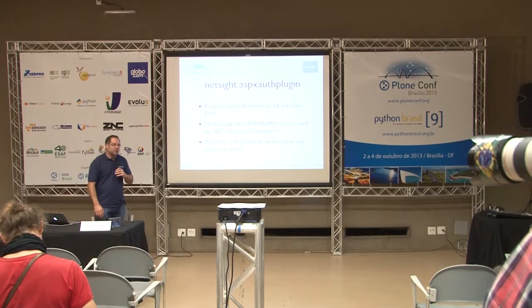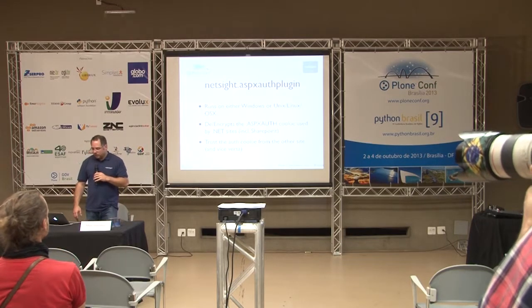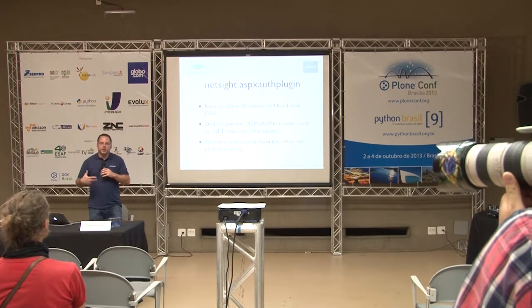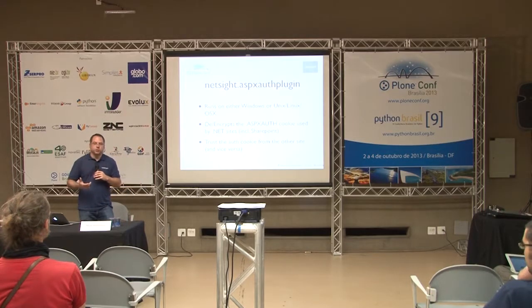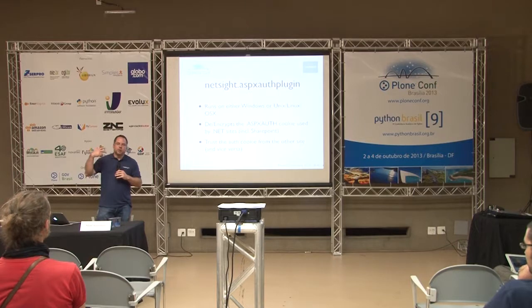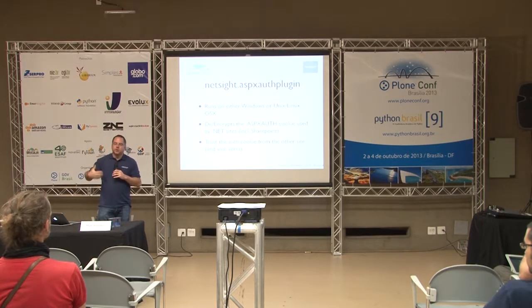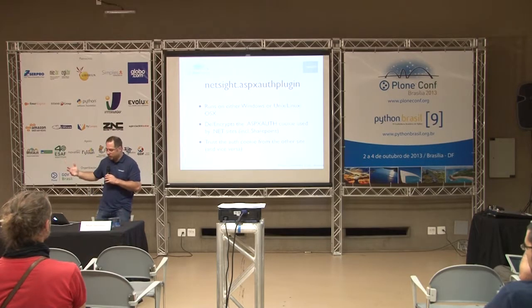The other one we wrote recently was a thing called netsite.aspxauth plugin. And again, this runs on various platforms. What it does is it enables you to encrypt and decrypt the cookie that .NET sites use for sessions. So with Plone, when somebody logs in, there's a cookie that's set called __ac, and that cookie contains a little cryptographic token so that when the user comes back, it knows that this is still the same user, we can carry on assuming it's the same user, we don't have to authenticate them again.